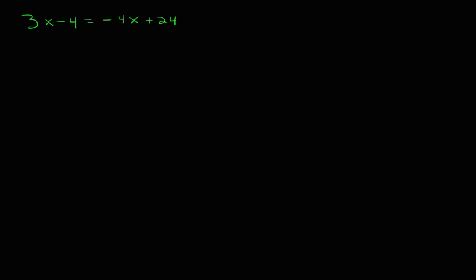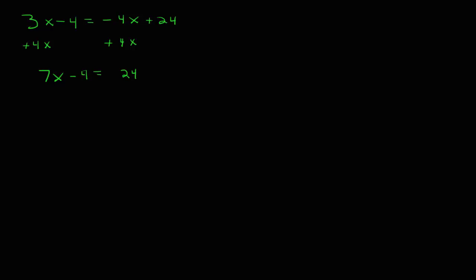So what I'm going to elect to do is get rid of the negative 4x. And in order to get rid of negative 4x, I'm going to add 4x. But whatever I do to one side of my equation, I must do to the other side of the equation. When we're done with that, we get 7x minus 4 equals 0 plus 24, or we could just write that as 24.